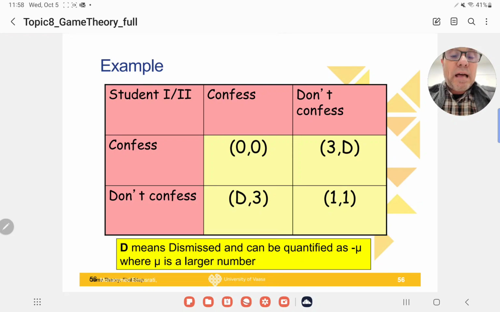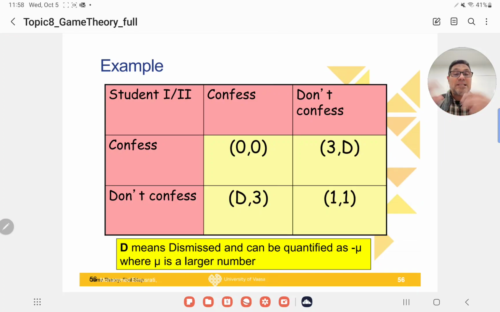Now how could the intelligent agent, or how could you think about handling this problem? Now we have a conflict of interest here. So dismissed here, you may think about it as a large negative number, because when the student is dismissed from the university, it will be a very big loss. Because of that, we can say that D here is equal to minus mu, and mu is a very large number, so it means a very big loss.